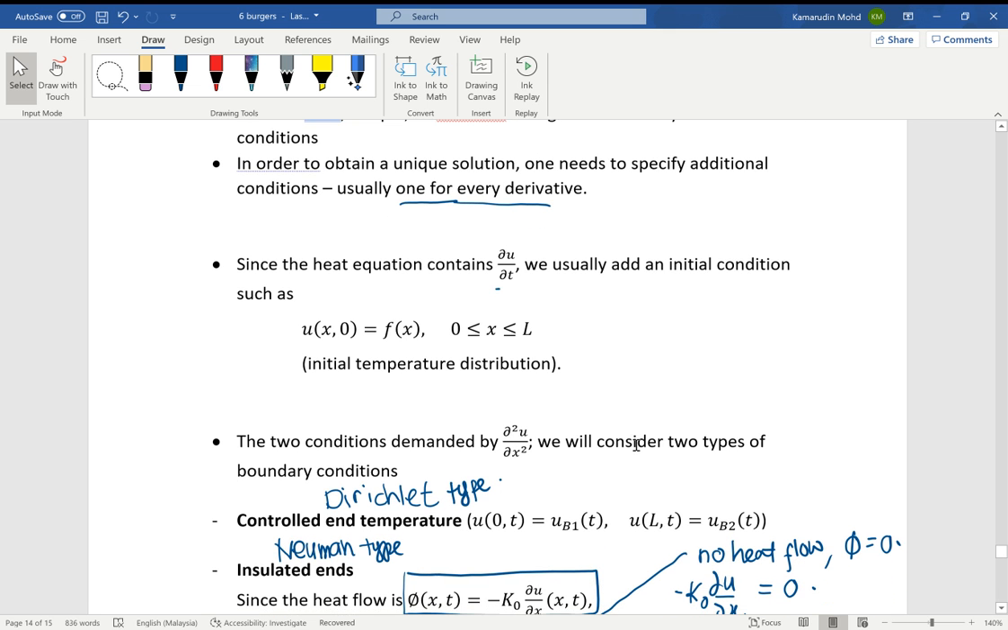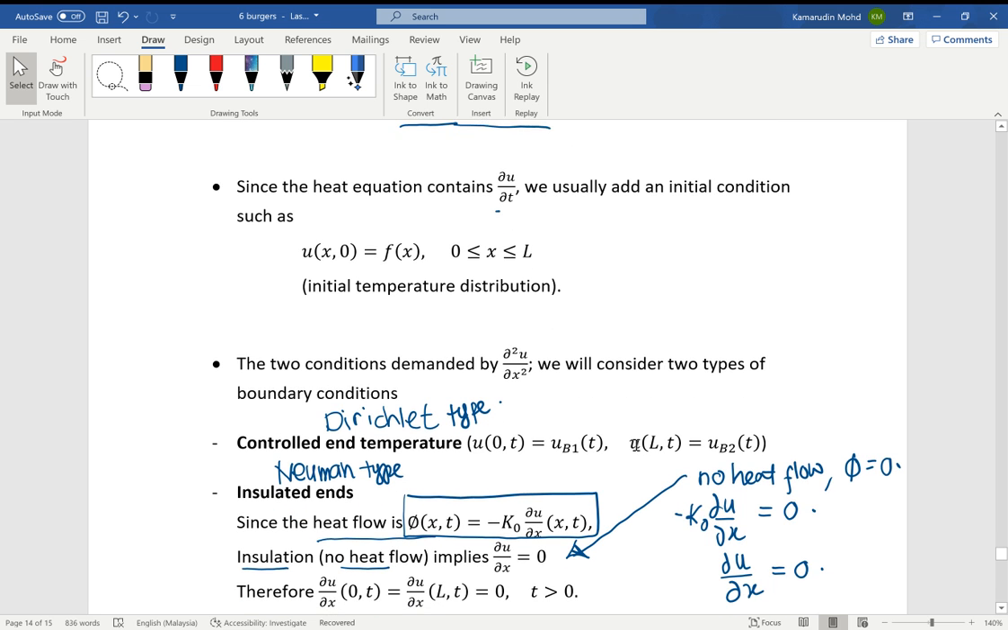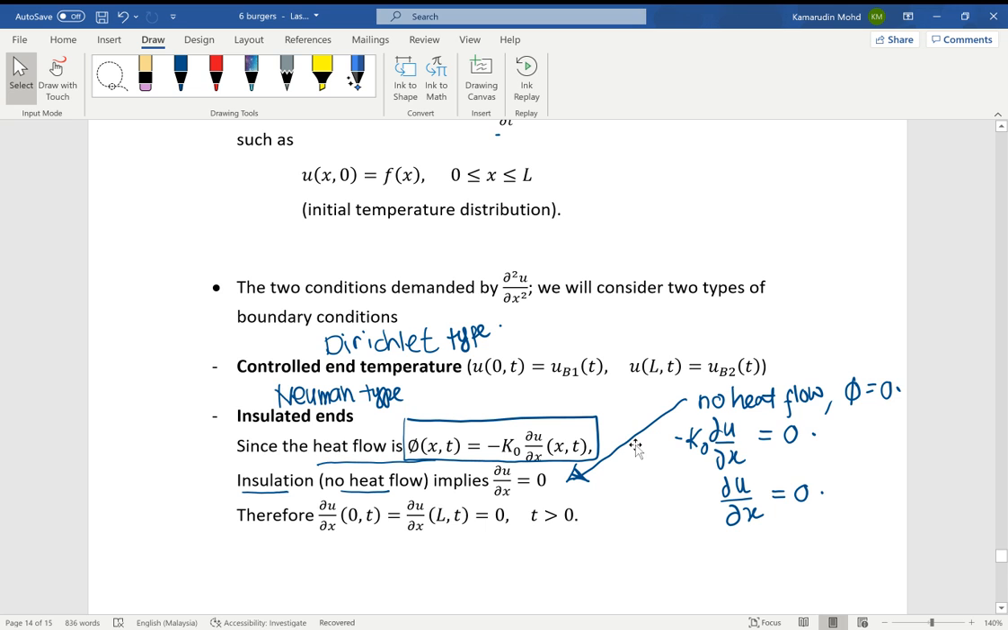While for the del square U del X square term, in this course we will consider two types of boundary conditions. First is controlled temperature. I think in some references they name this as Dirichlet type. And the second one is insulated ends, if I'm not mistaken, named as Neumann type.